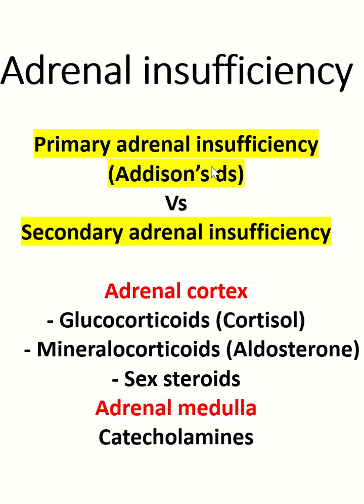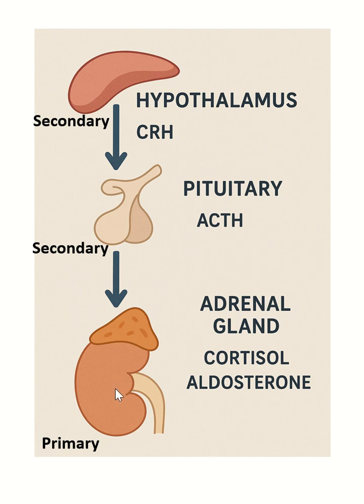Primary adrenal insufficiency is known as Addison's disease, and this happens when the problem lies within the adrenal gland. So just remember this, see this diagram here. This is the adrenal gland, here is the pituitary, and just above that is the hypothalamus. We all know the hypothalamus releases corticotrophin releasing hormone that acts on the anterior pituitary to release ACTH. ACTH acts on the adrenal gland and finally produces cortisol and aldosterone.